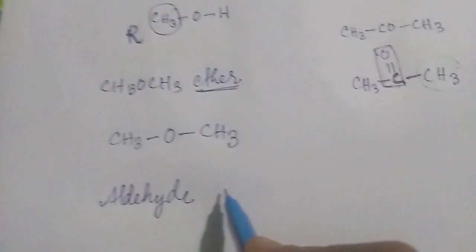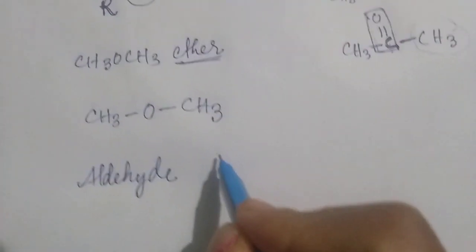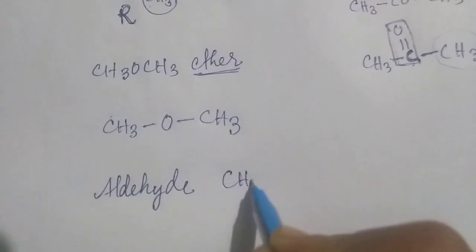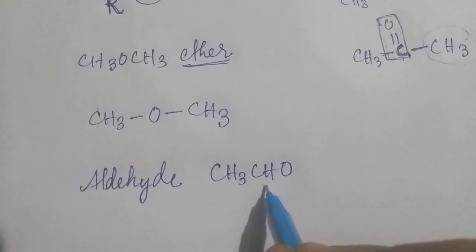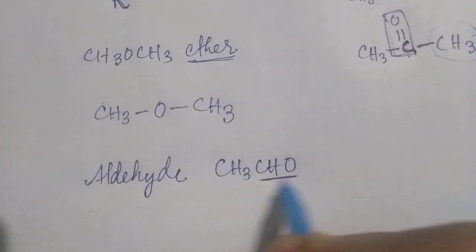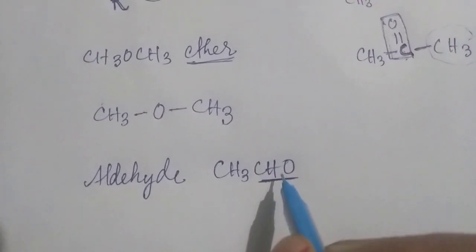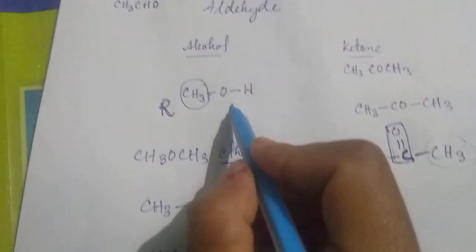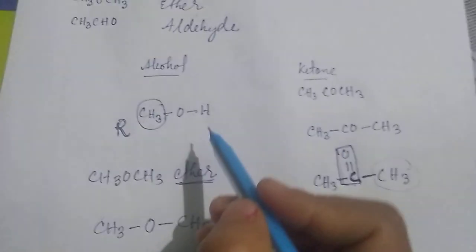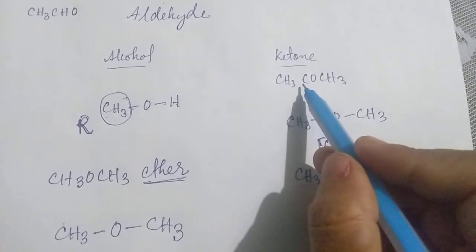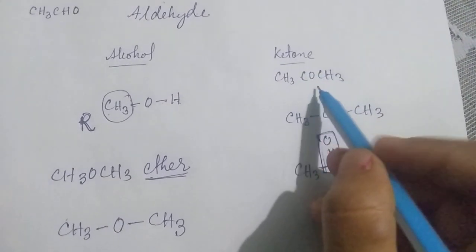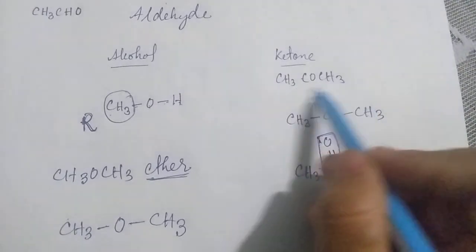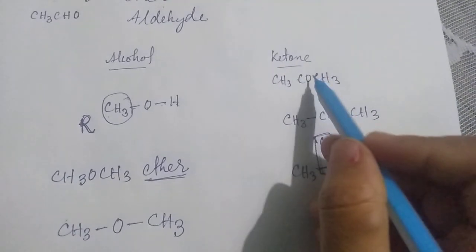Let's go to aldehyde. The aldehyde formula is given here. We have taken CHO. Whenever you see this CHO, this is called aldehyde. Whenever we see OH, this is called alcohol. But for ketone, when we see a single CO, then we understand that this compound is ketone, CO.